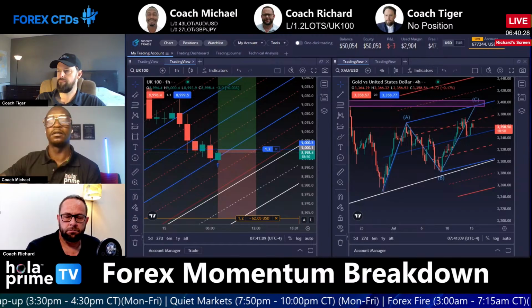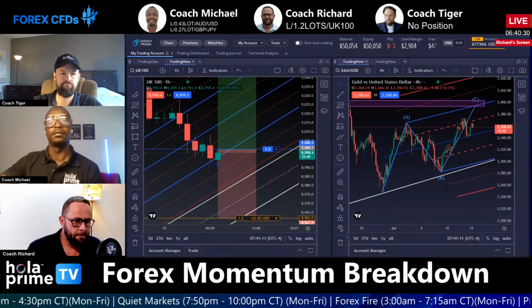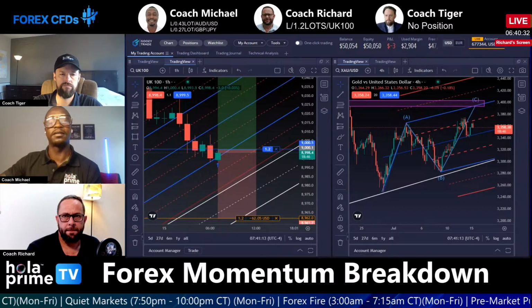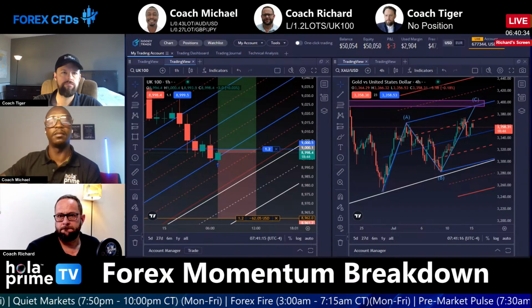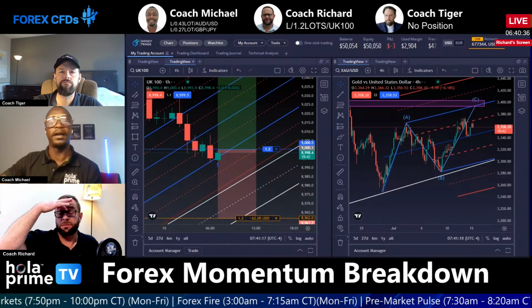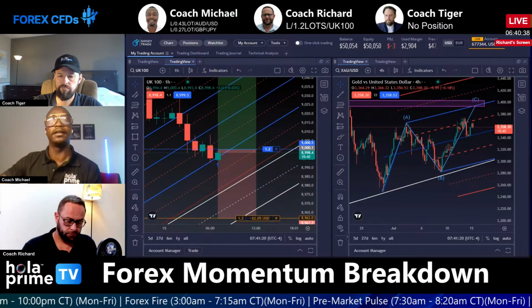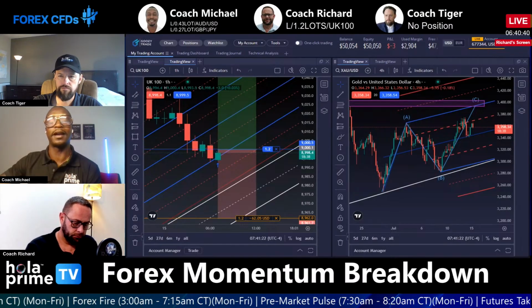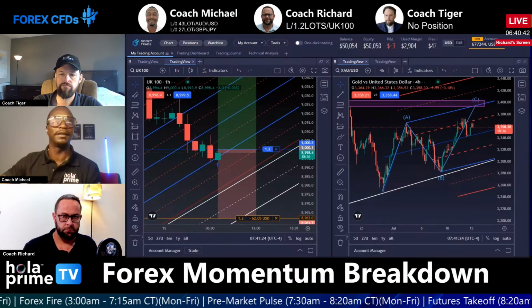I want to confirm that candle because for me, it either puts price on the right or the wrong side of the 13 EMA. So I don't mind 8:30 news. I just don't want to be in the trade while it's happening. I want to jump in after it's passed.